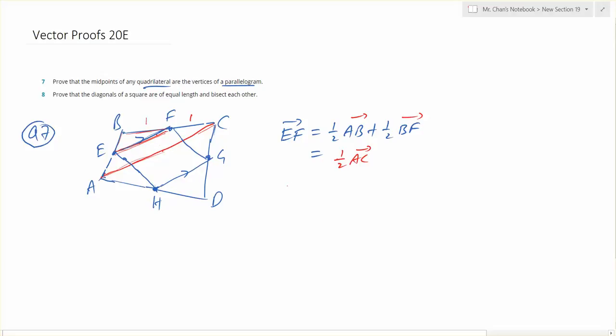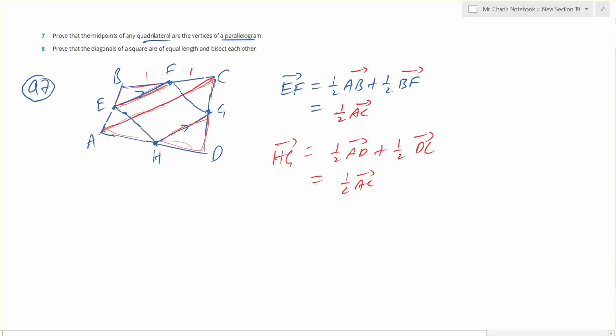So I can similarly prove that for HG, because HG is given by half of AD plus half of DC. And again, since these two triangles are similar, this triangle and that triangle, and the relationship between the sides is, if that's 1 then that's 2, so it's double. Again, it is half of AC.